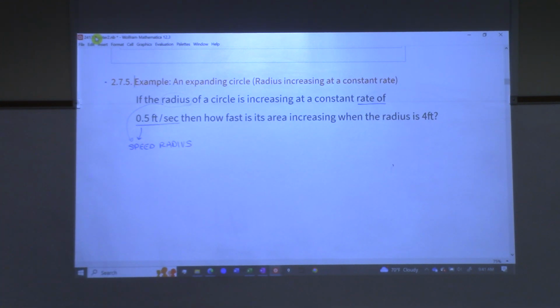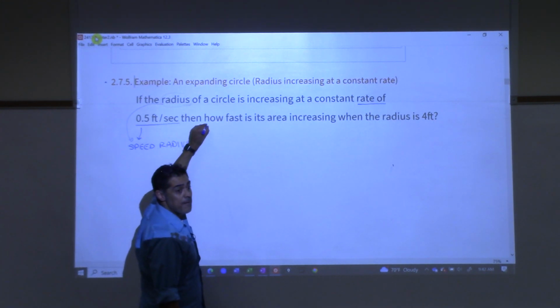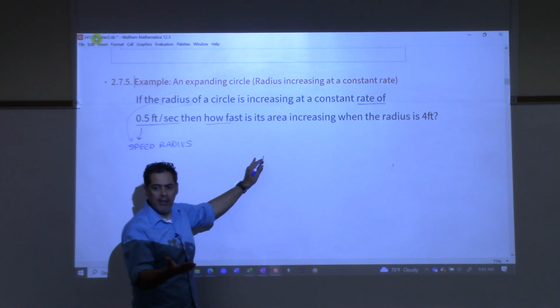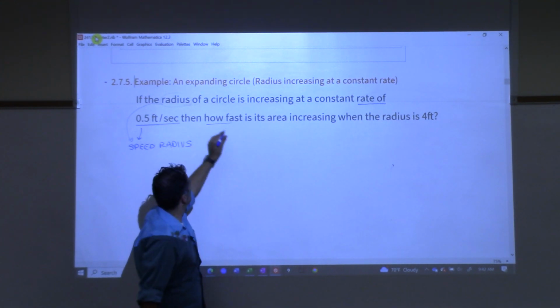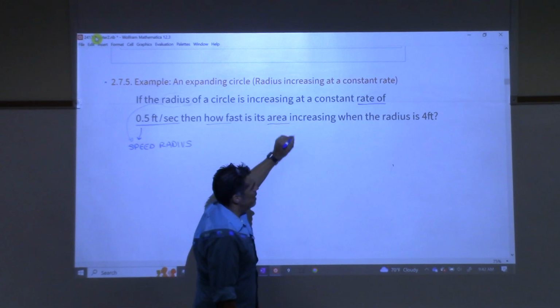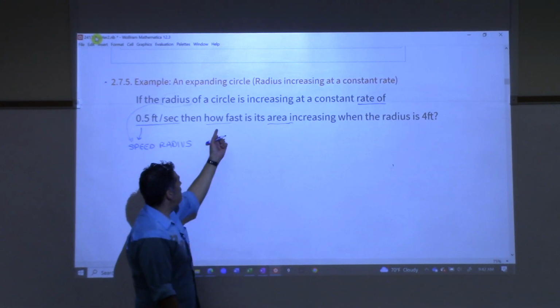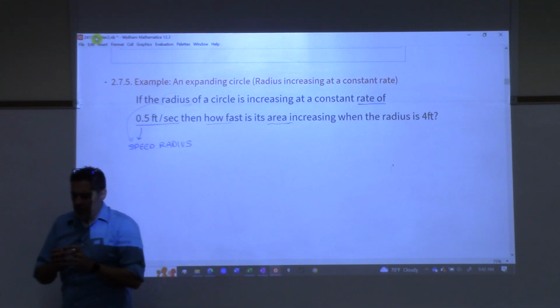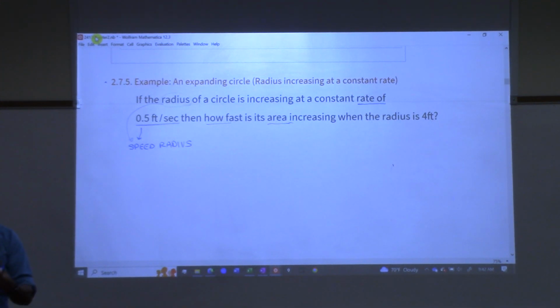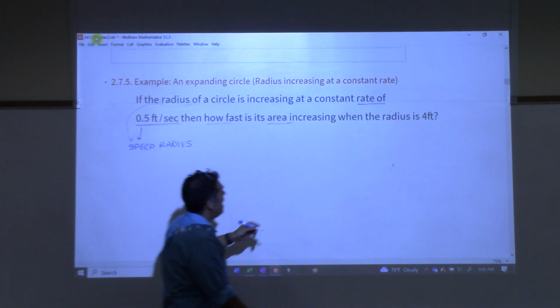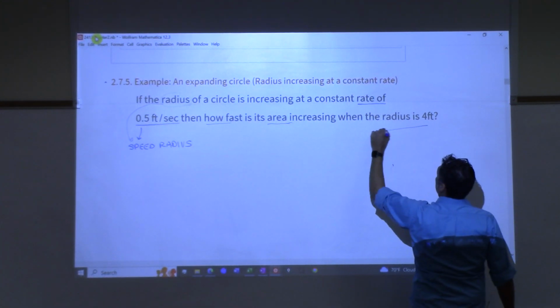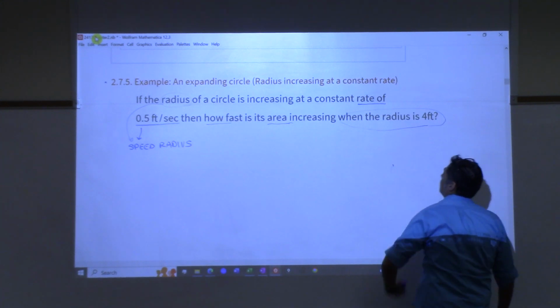Now, what do they want to know? What are we asking for here? How fast, speed, right? The speed of what? The area, right? The speed of the area. We want to know how fast the area is changing. So the rate at which the area changes is the derivative of the area. We want to know how fast that's changing exactly when the radius is 4 feet.